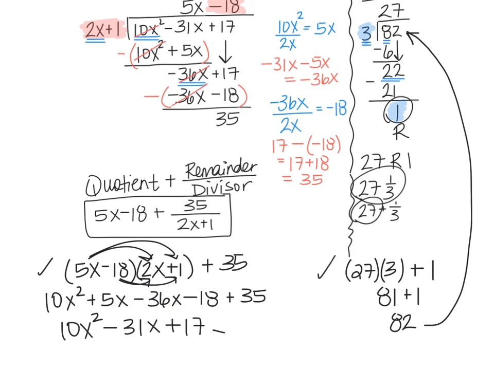And if you take a look at this, this is exactly the dividend that we started with, 10x squared minus 31x plus 17. So we have verified that our answer is correct. So 5x minus 18 plus 35 divided by 2x plus 1 is the correct answer to this long division problem.